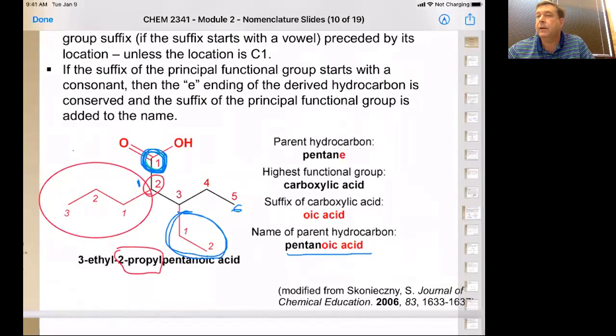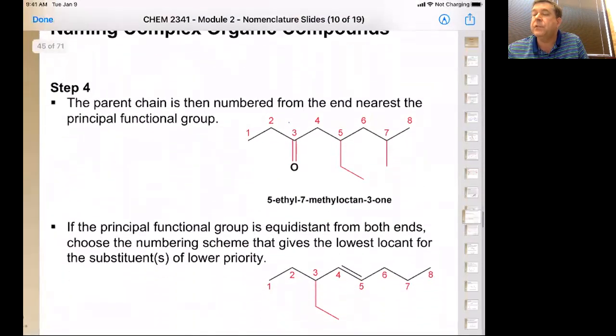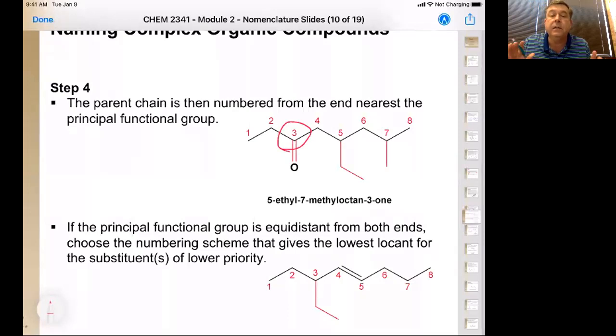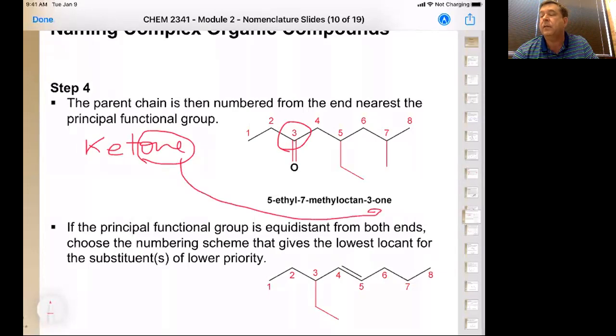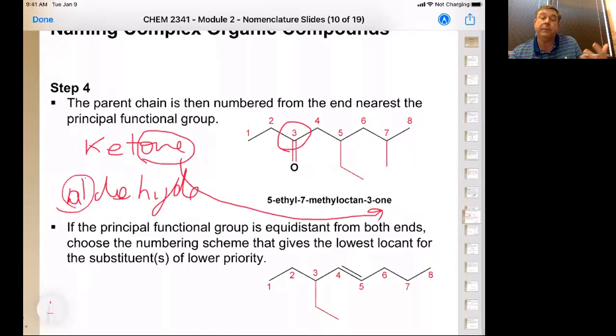Just like before, we're trying to get whatever that's named for at the lowest number. In this case, we have a C double bond O bonded to 2 different carbons, which gives us a new functional group, our ketone. The cool thing is that one is also what's going to end up at the end of our name. So that's an easy way to remember. An aldehyde is actually going to have an AL at the end of the name. So that's easy to remember too.